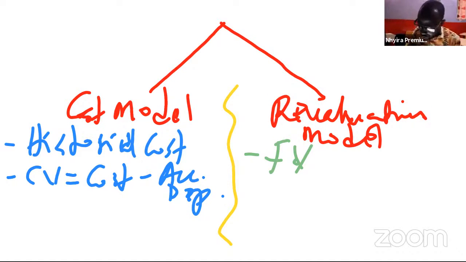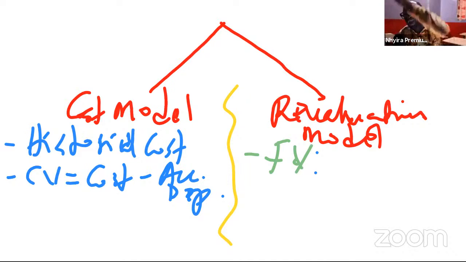So under the revaluation model, we are carrying the assets at the fair value. Now, when we say the fair value, what does it mean? According to IFRS 13 fair value measurement, fair value is simply the value at which an asset can be exchanged or a liability settled in an arm's length transaction between market participants.